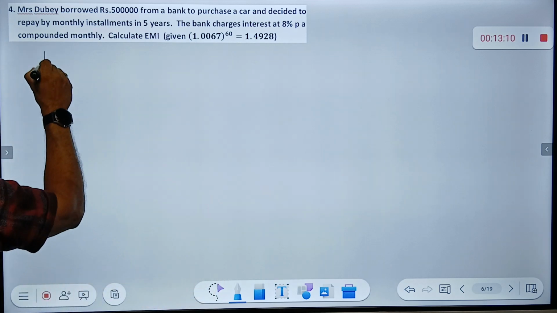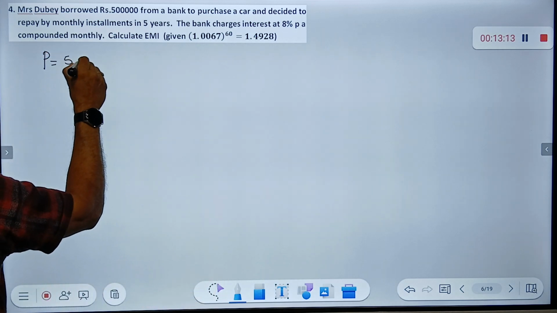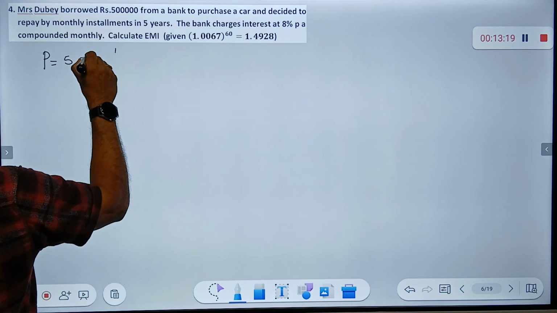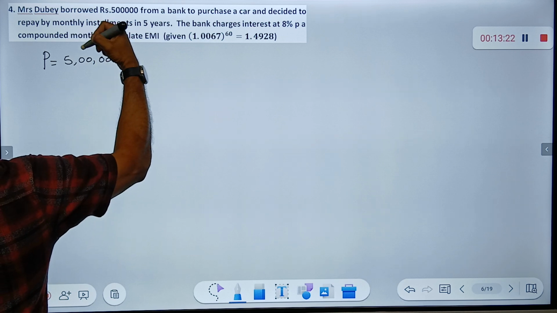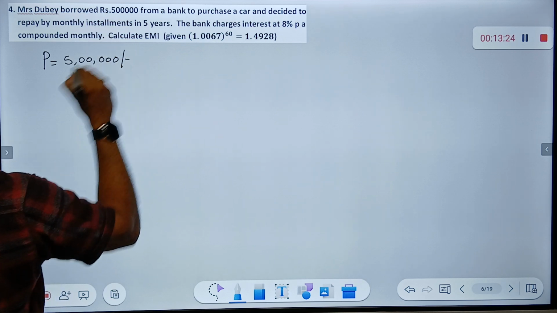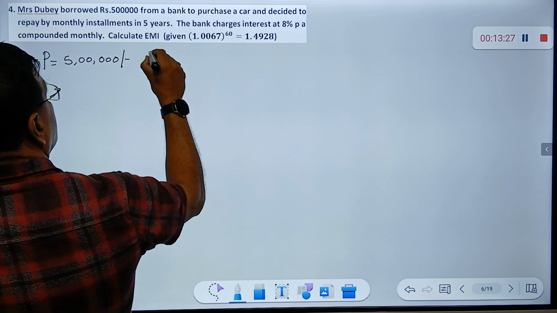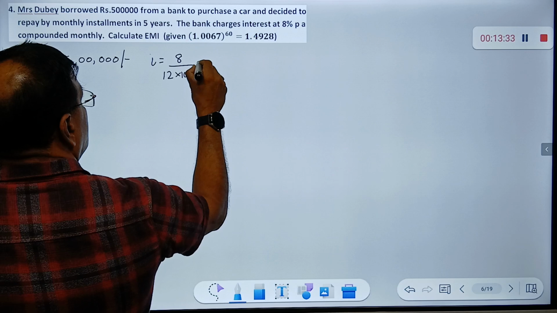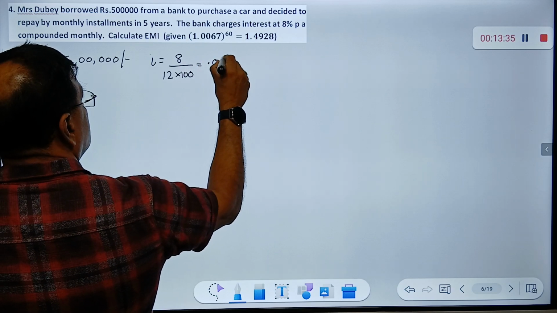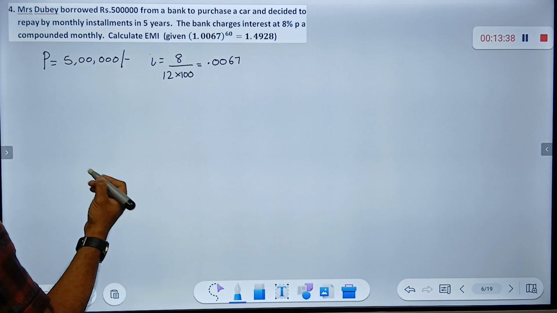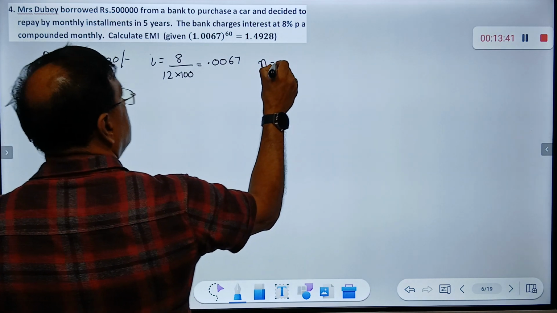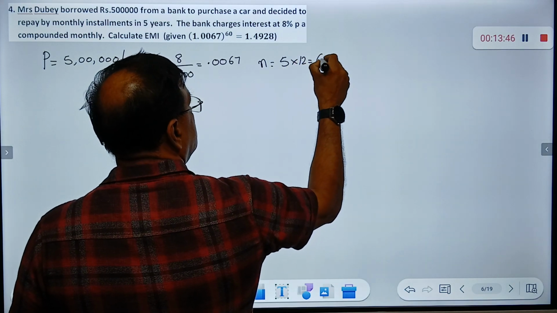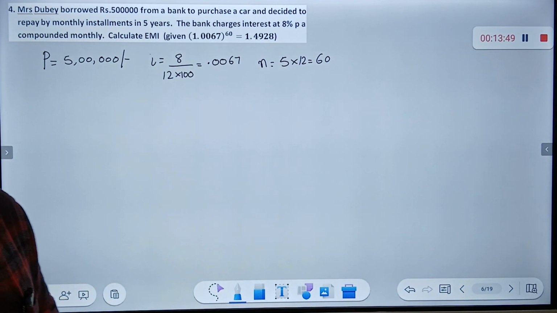So what is my principal? My principal is 5 lakhs. We need to go very slowly. Principal is 5 lakhs. And what is my rate of interest? Rate of interest is 8 by 12 into 100, which is 0.0067. You can calculate and check. And n is the tenure. The tenure will be 5 years, so 5 into 12, it is 60 months. Correct? Now what is the formula?